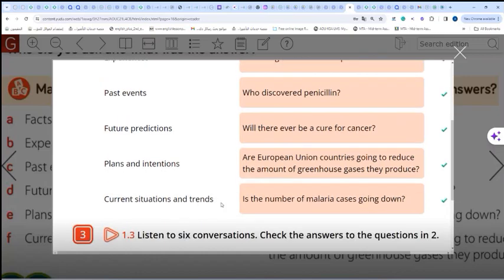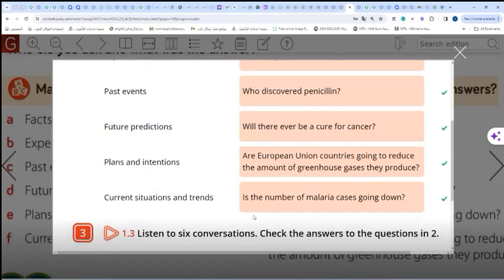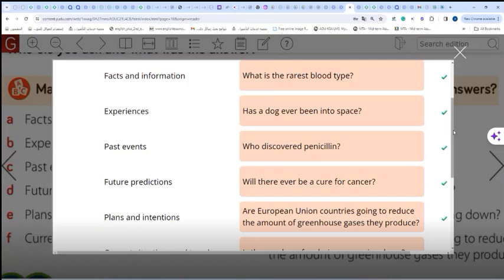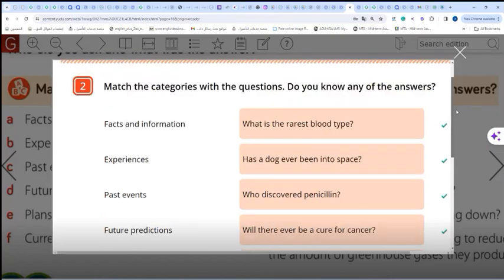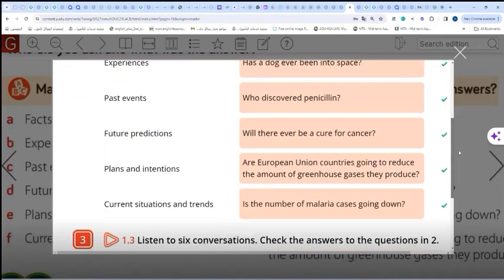For current situations and trends, you can use the present continuous tense. So is the number of malaria cases going up? So am, is, are plus verb plus ing to talk about current situations and trends. Okay, so the present continuous, I mean. Dear students, screenshot the answers. Okay, then send to your classmates. Done.